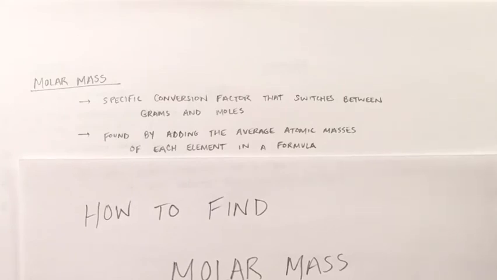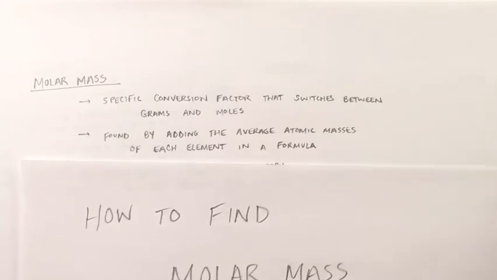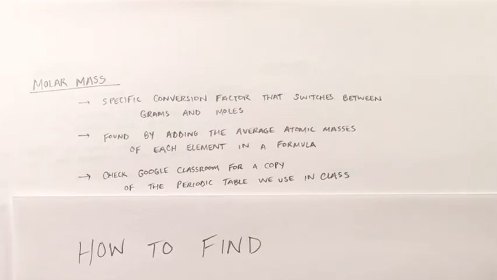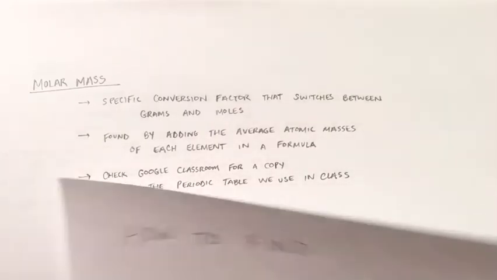You're not finding your own formula, you are given a formula, and you'll use the periodic table to find all the numbers you need to add everything together. If you do not have your periodic table, check Google Classroom. There is a copy of one that we use in class.